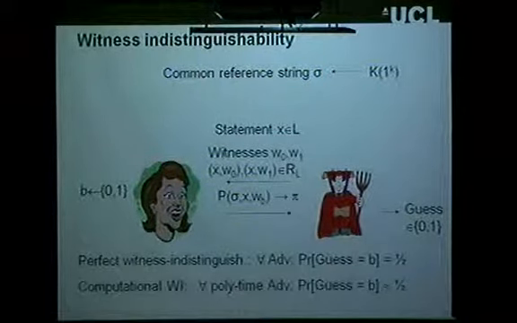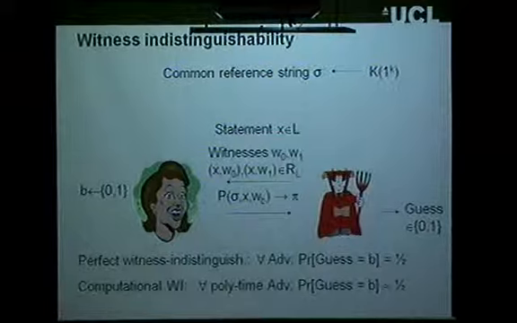So that, again, I'm going to distinguish between perfect witness indistinguishability, where the adversary has just 50% chance of guessing which witness has been used, and computational witness indistinguishability, which just says that a polynomial time adversary has roughly half probability of guessing which witness was used.